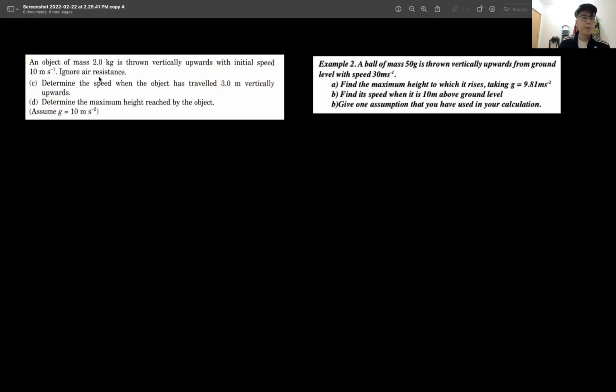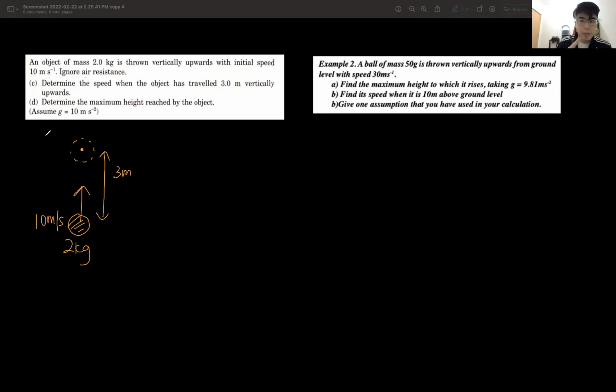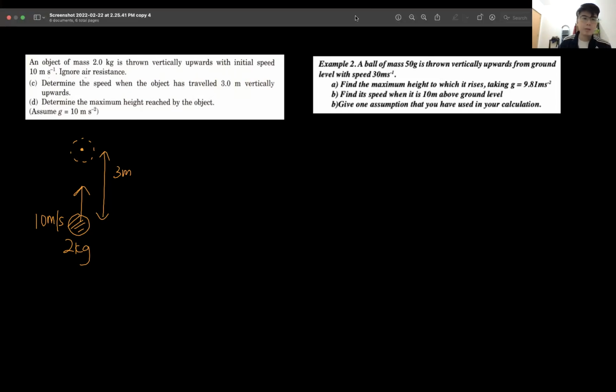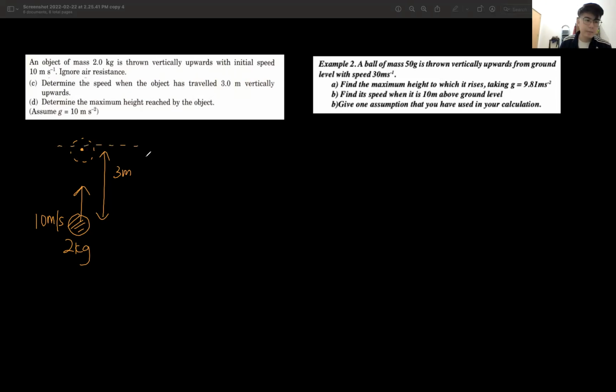Number one, an object of mass 2 kg is thrown vertically upward, initial speed 10. Ignore air resistance. Okay, determine the speed when the object has traveled 3 meters vertically upwards. When it has reached 3 meters upward, is this the maximum point? No, it's not the maximum point. It's halfway. So if it's halfway, you need to be careful that you have KE and PE both together. At this height, you have KE plus PE.